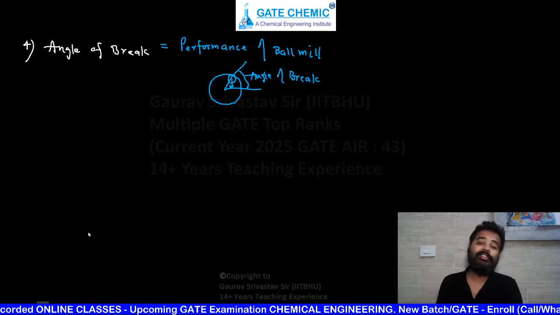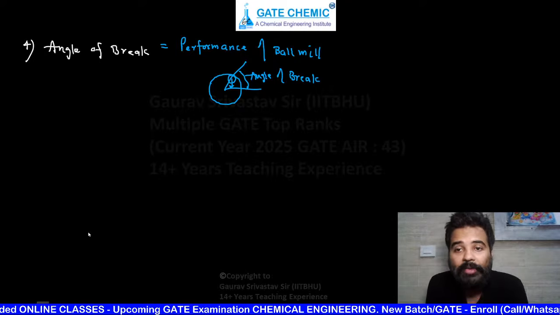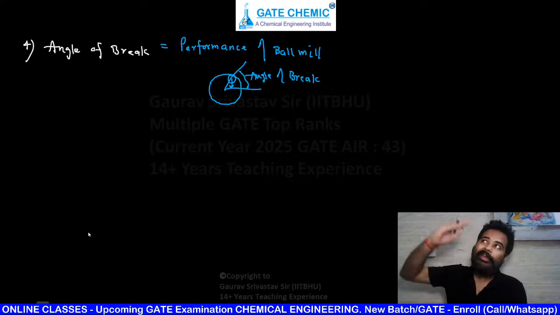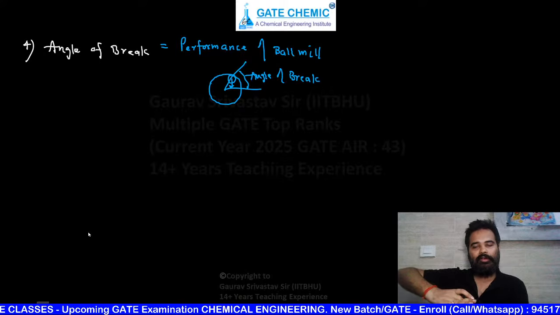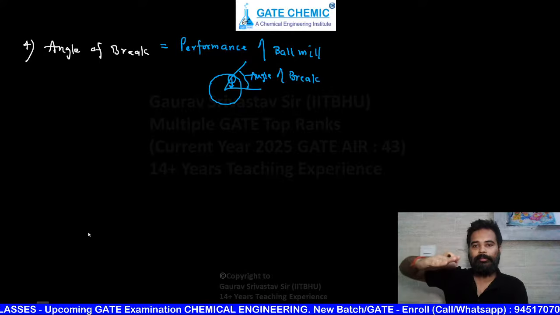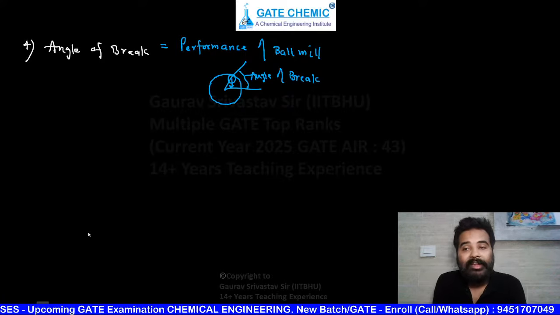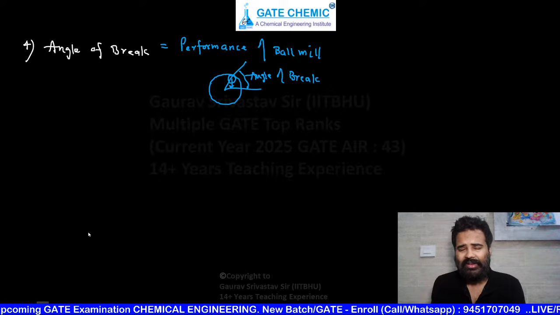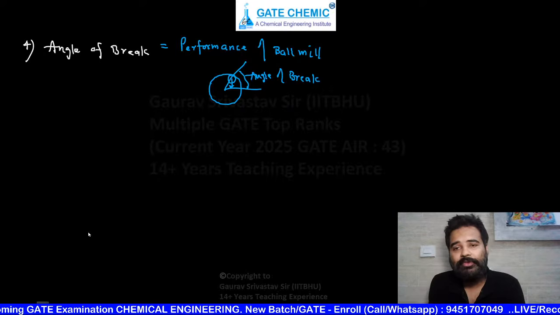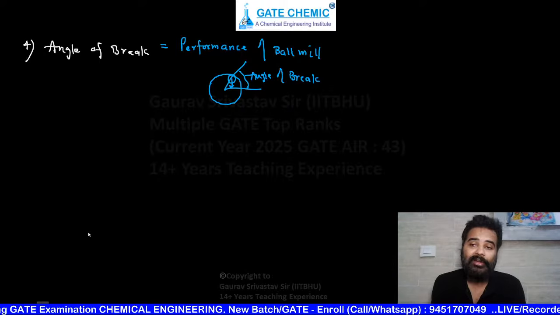No doubts at all. What is angle of break? Angle of break in a ball mill refers to the point where the grinding media, that is balls, separate from the inner wall of the mill's drum and begin their cascading, or you can say tumbling motion. Generally its value is between 50 to 60 degrees from horizontal.